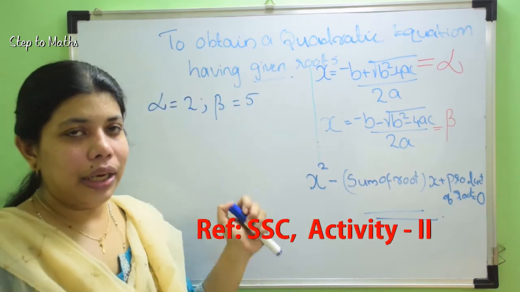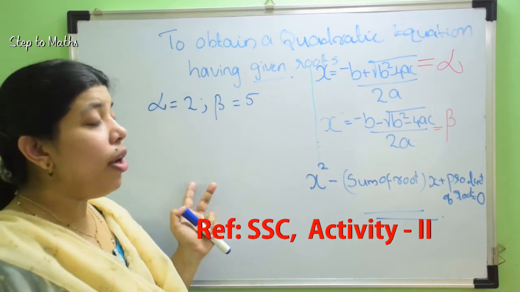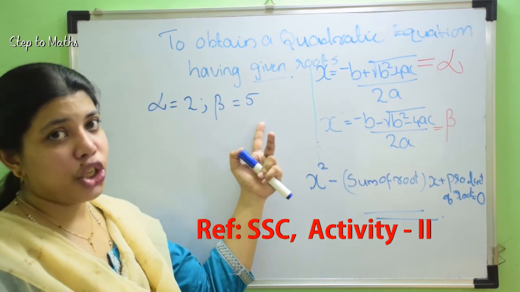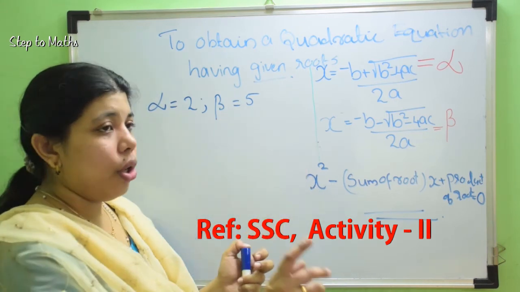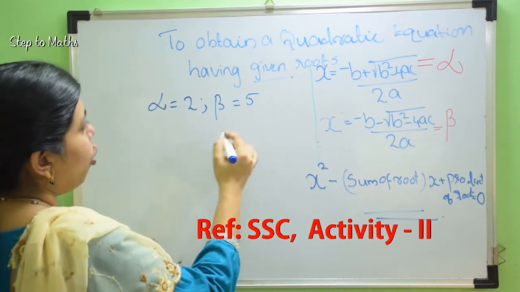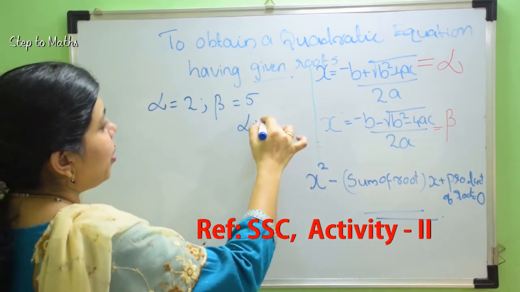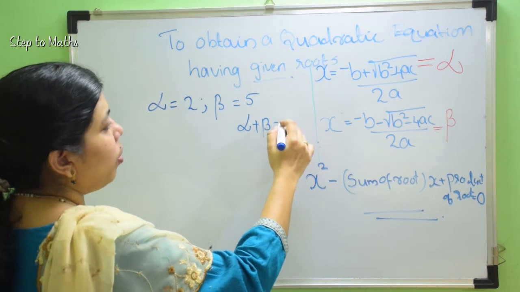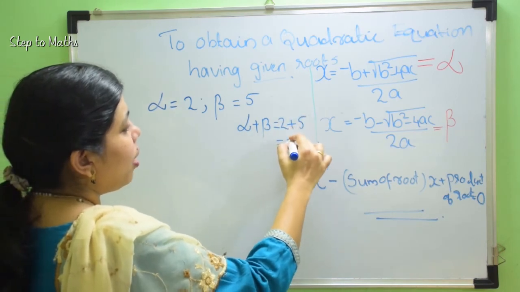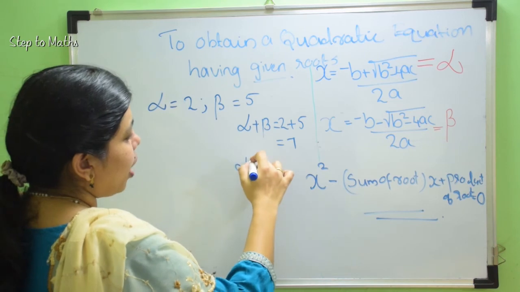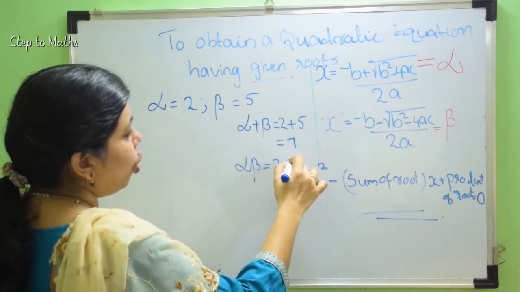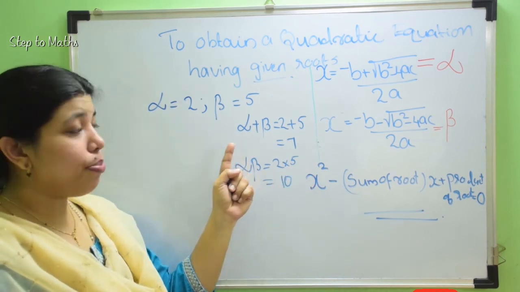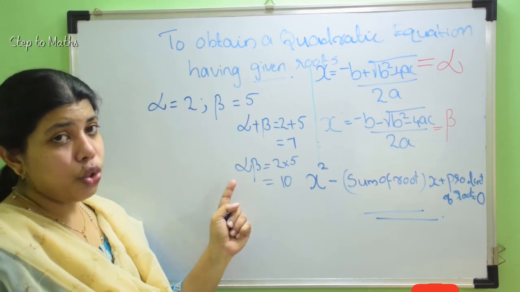Consider another example. What will be the quadratic equation in x where alpha is equal to 2 and beta is equal to 5? For that, first find the value of alpha plus beta. Here alpha is 2 and beta is 5, so 2 plus 5 equal to 7, and the product of roots alpha beta is equal to 2 into 5 equal to 10. Now we know the value of alpha plus beta and alpha into beta.